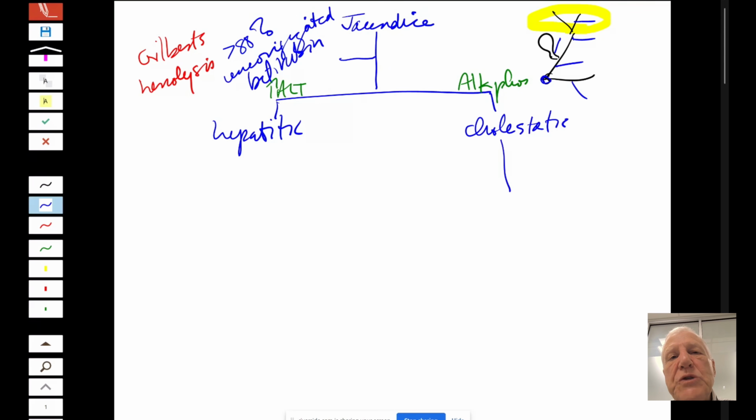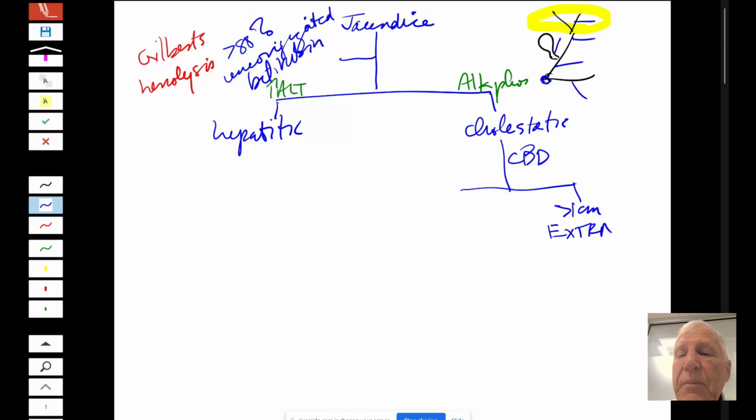And the way we do that is we use the idea of obstruction. If I have an obstruction, everything upstream backs up and it dilates the structure. So let's take a look at our common bile duct. That's going to work really well, because if my common bile duct is greater than 1 centimeter in diameter, it's dilated. So that's going to be extrahepatic. But if my common duct is not dilated, meaning it's less than 1 centimeter, that's going to be intrahepatic.